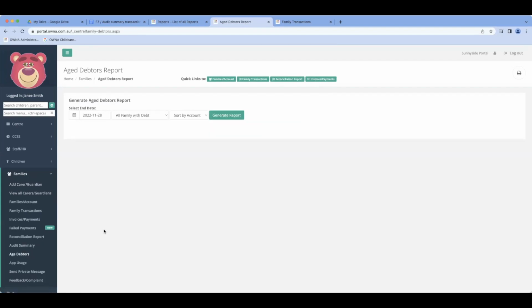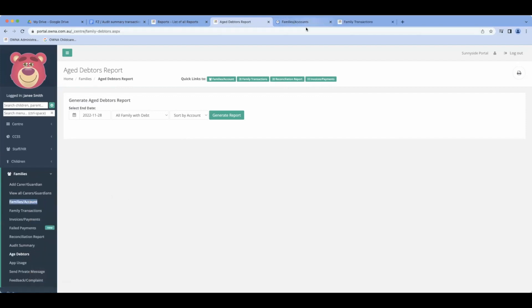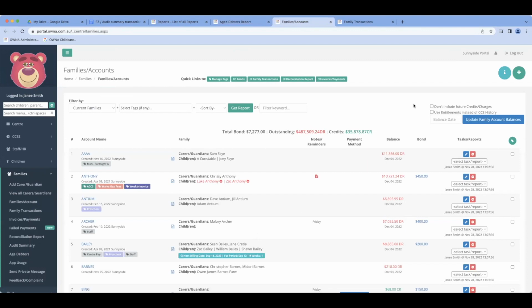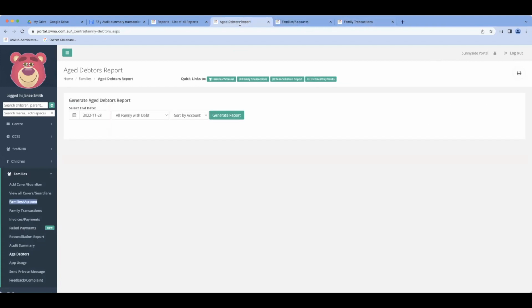So again, aged debtors will go off your family transactions. It will also include all your deactivated families. So just keep in mind with your families and accounts, when you go into this page here, it will just default to your current families. So if you wanted to go back to October and look at all your family accounts back in October, you will need to also do it for any previous families, because you may have had families attend in October who now don't attend and they're on this list. Just keep that in mind, especially when you're doing the aged debtors.